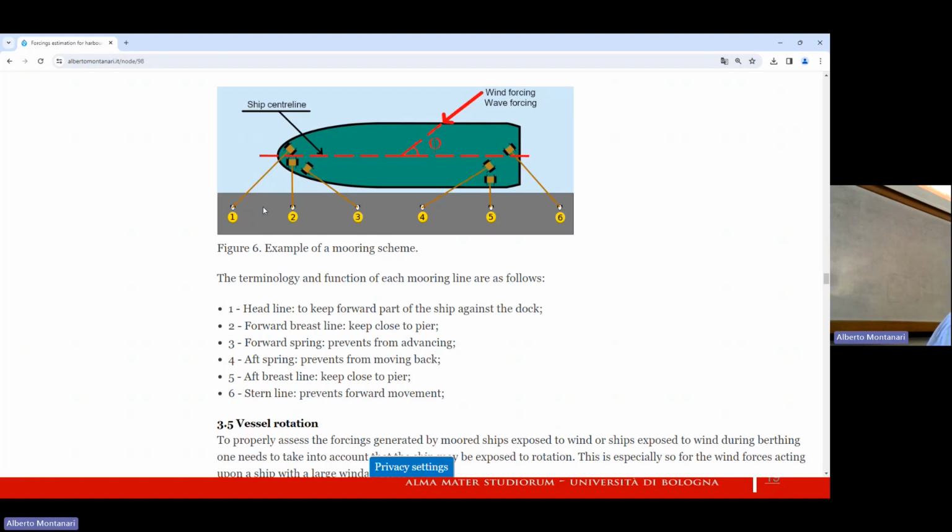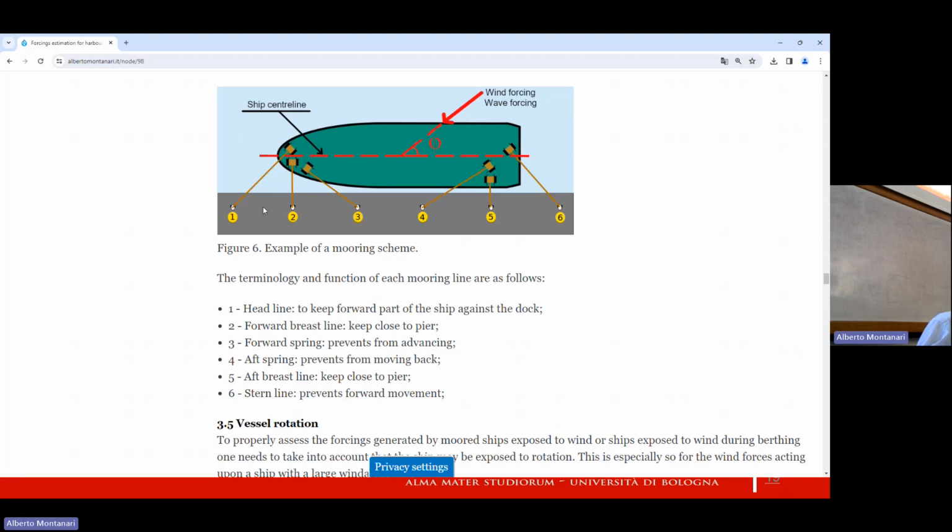Aft is a synonym for stern, what in Italian we call poppa. In English, you can call it aft or stern. Let's say that with aft, you identify the lateral part of the stern.